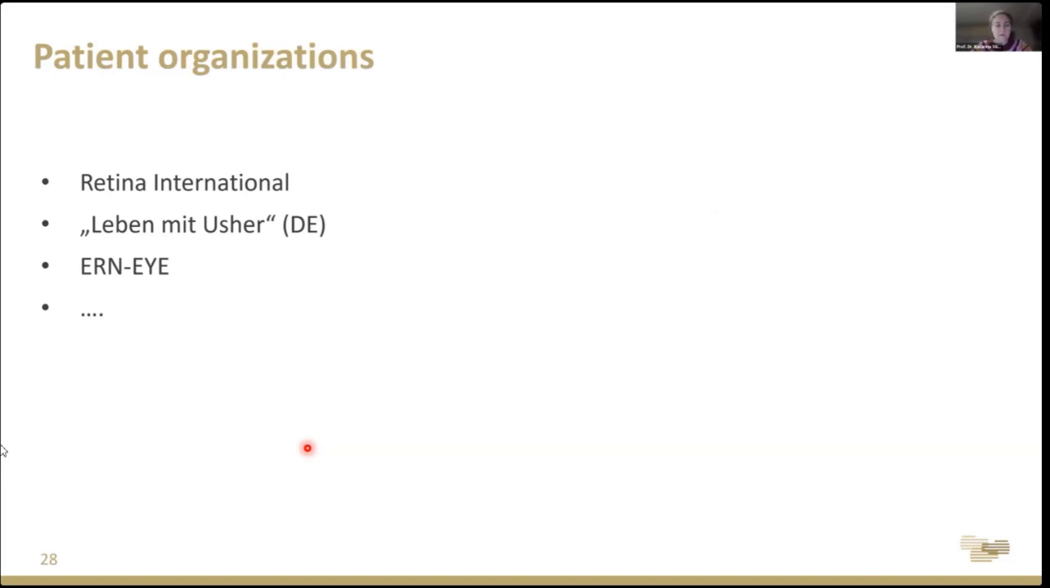Okay, this is another slide. What I said already, again, Living with Usher syndrome is a German patient organization dedicated specifically to Usher syndrome, but there might be more of them worldwide, and of course, connection to the ERN-EYE network we are meeting within now. It's a very good possibility to exchange information inside of Europe.